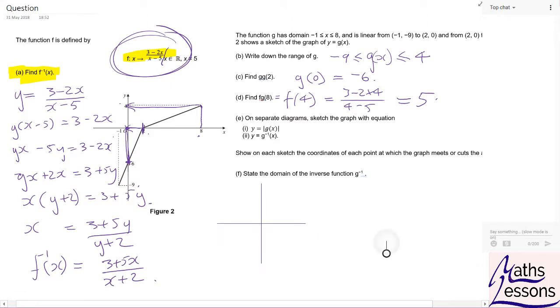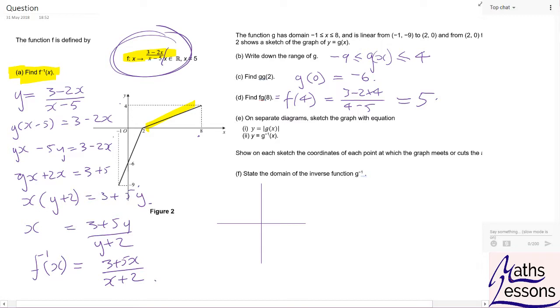Just move it there. So I've got myself some axes. Now, let's just rub out all that working so I can see g. So g is this graph here. Now, the modulus of that means you make everything positive. This bit is already positive, so we just have to make this bit here positive. Effectively, you might like to think of it as a reflection of that bit in the x-axis.